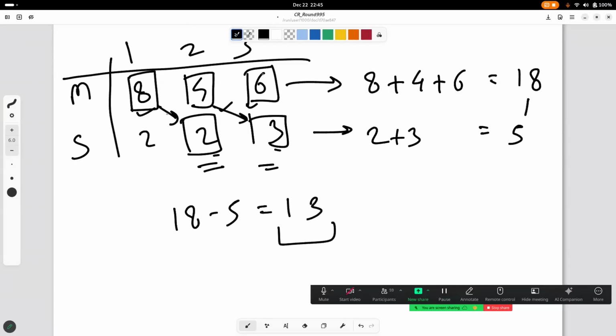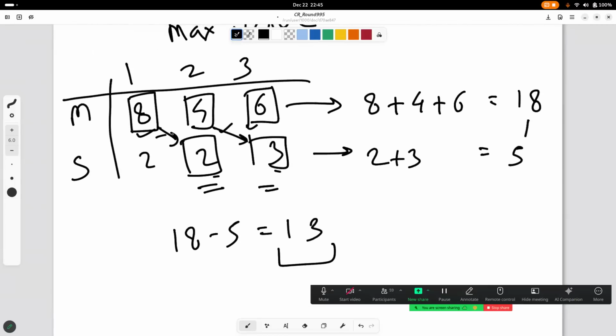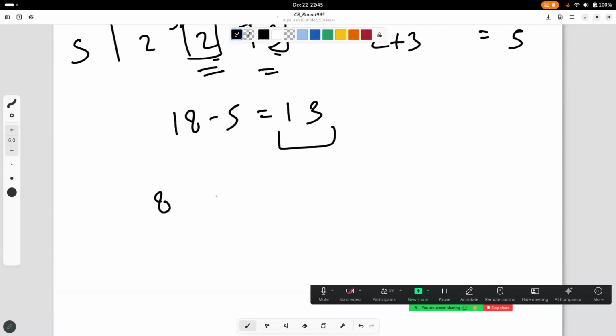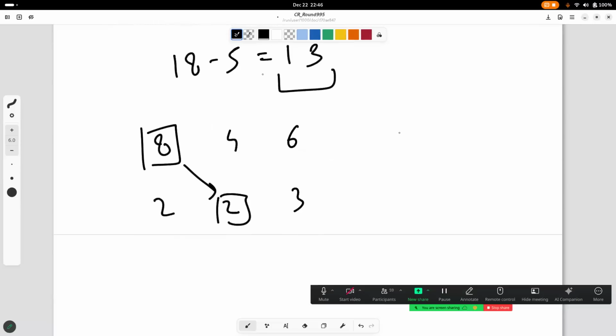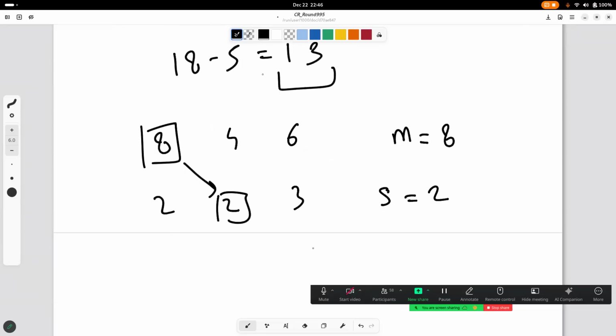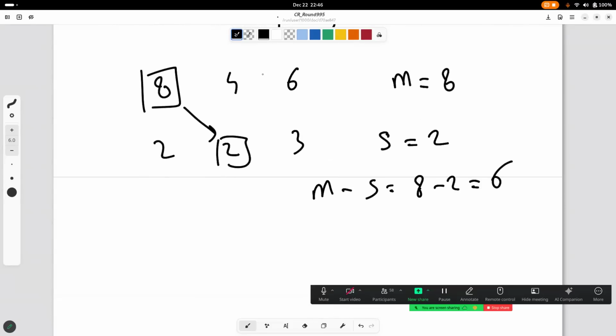So over here we could have made one more choice. Rather than solving the 8, 4, 6 problems, we could have just said that I'm going to solve only the problem number 8, and Monocarp would solve problem number 2, and we won't be solving any other problems. In that case, M would have solved 8 problems, S would have solved 2 problems, and M minus S would have been 8 minus 2, which is 6. But obviously 13 is greater than 6, so we want to consider the maximum possible value over all such choices that Monocarp has.